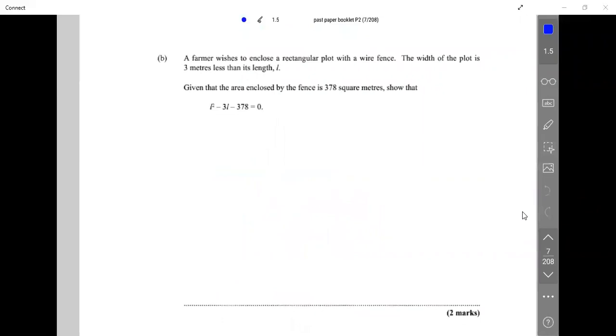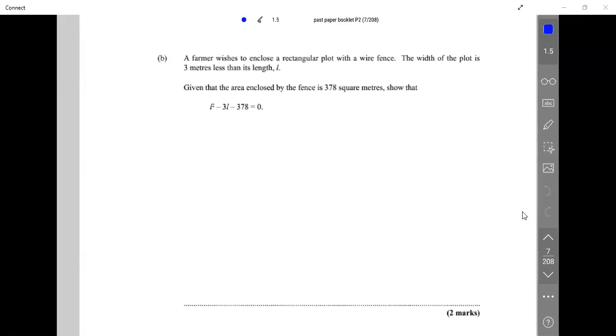All right, here we're told a farmer wishes to enclose a rectangular plot with a wire fence. The width of the plot is 3 meters less than its length. Given that the area enclosed by the fence is 378 meters square, show that.